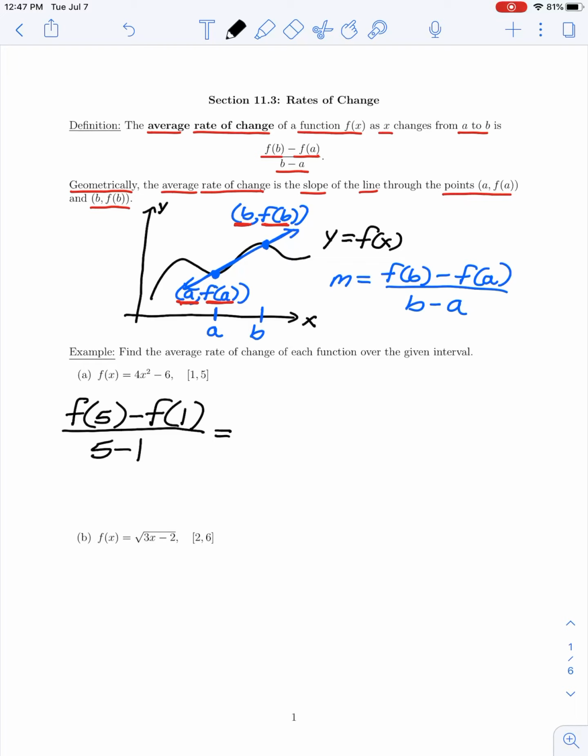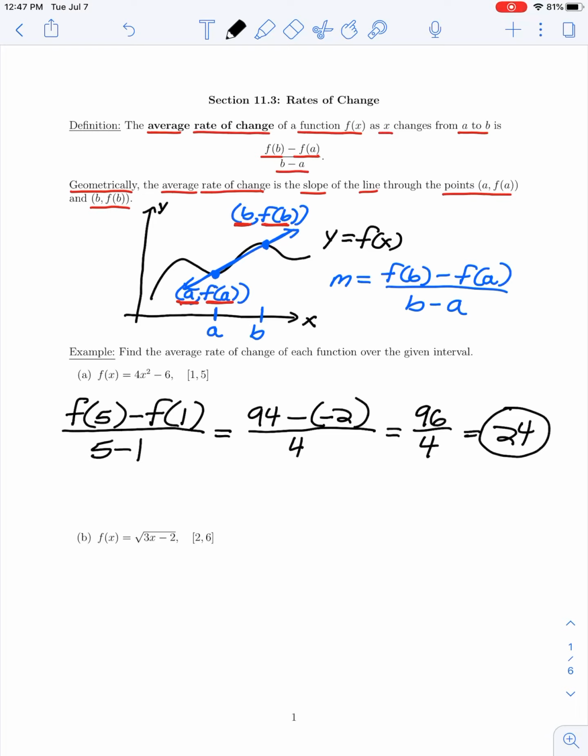So for our numerator, when we evaluate our function at 5, we have 100 minus 6, or 94. Minus, when we evaluate at x equals 1, we have negative 2, so we're subtracting negative 2. And then we divide by 5 minus 1, which is 4. So this gives us 96 divided by 4, which reduces to 24. So 24 would be the average rate of change of our function over the indicated interval.